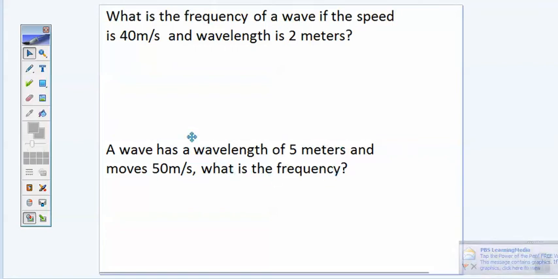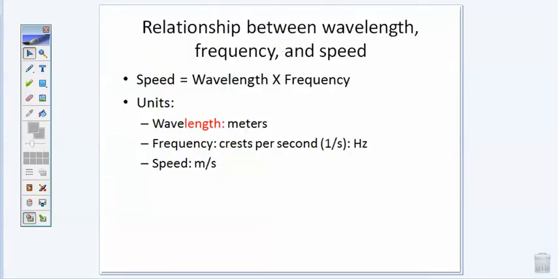Before watching this video, please make sure that you have a calculator handy because we are going to be working out some math problems. Today, we're going to be looking at the relationship between wavelength, frequency, and speed. And you can see the relationship, which we call an equation, where speed equals wavelength times the frequency.